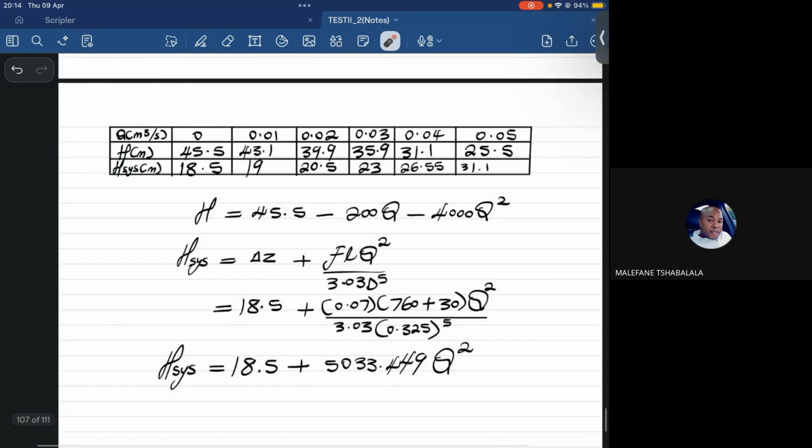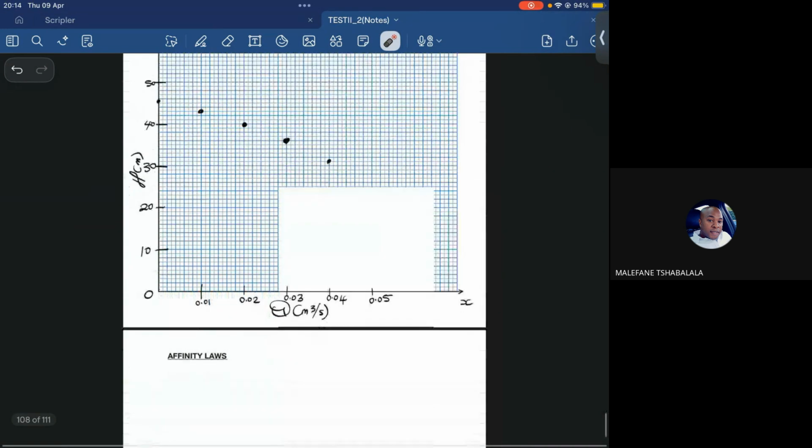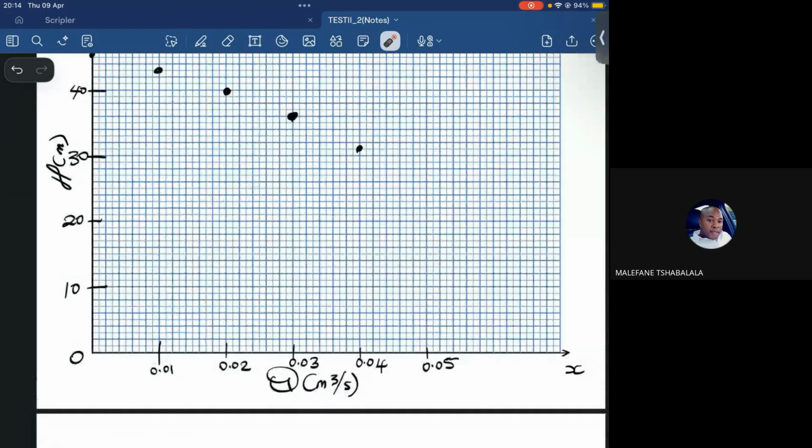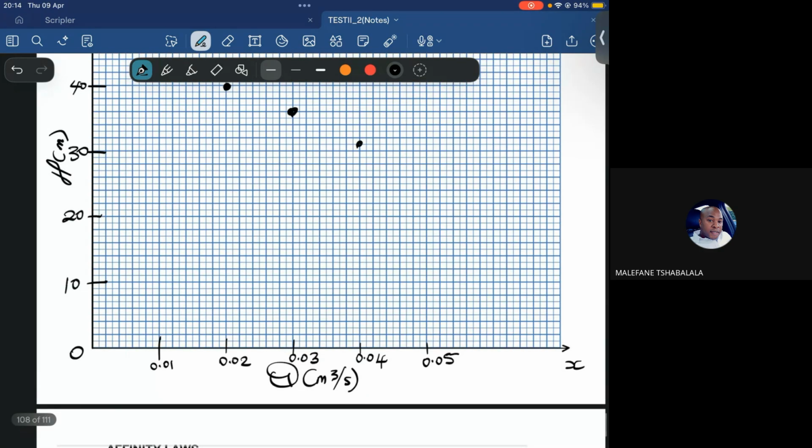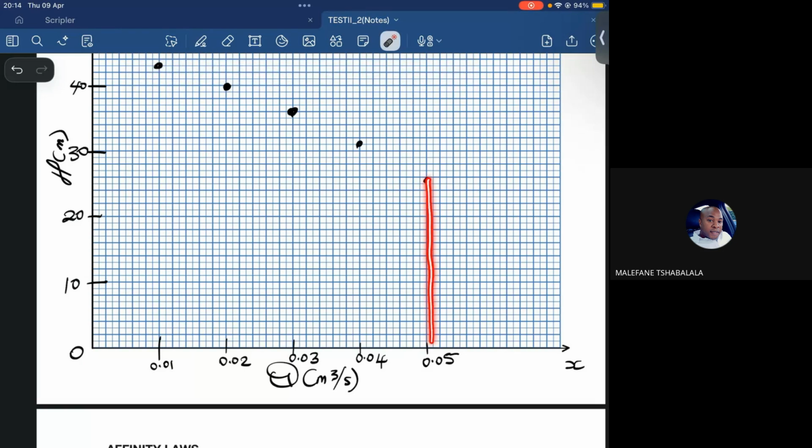Lastly, we'll have 0.05 and 25.5. 0.05, this is 20, 22, 24, and 25. 25.5 is in between 25 and 26. 22, 24, 25, then 26.